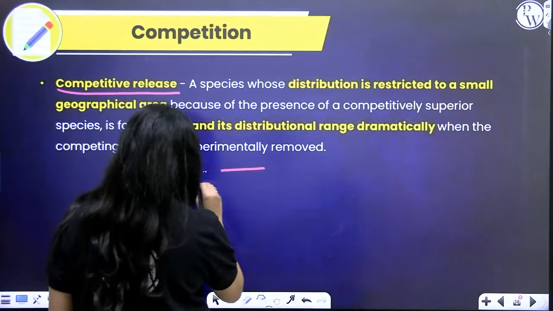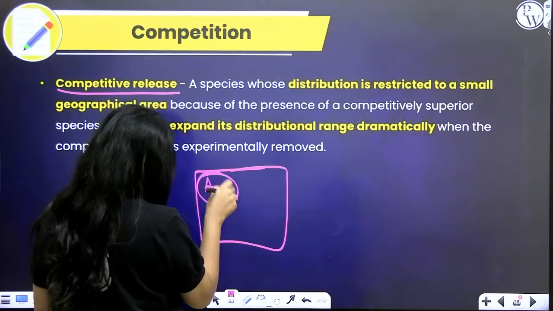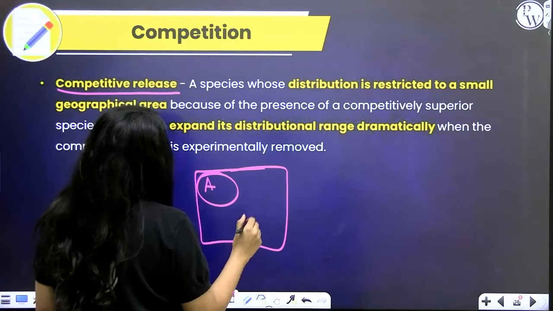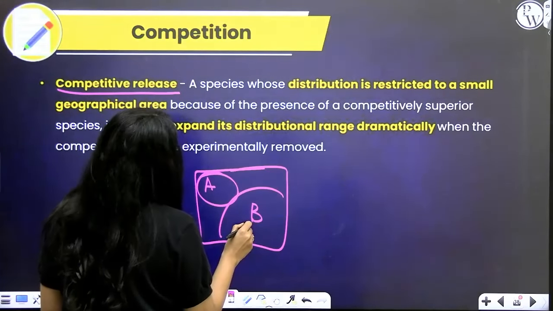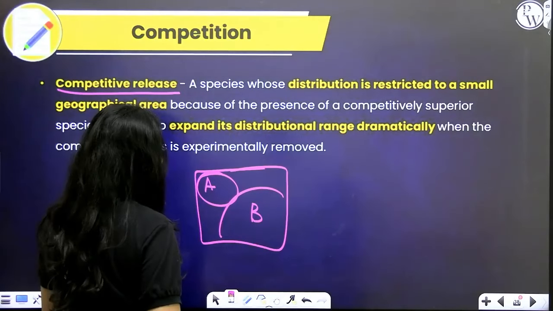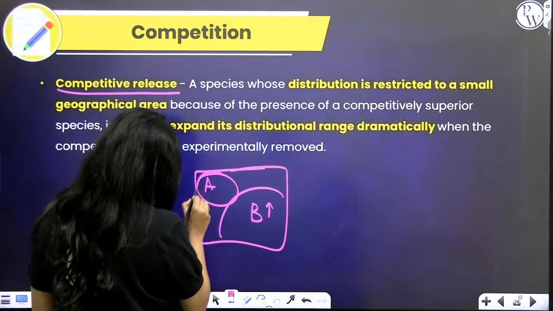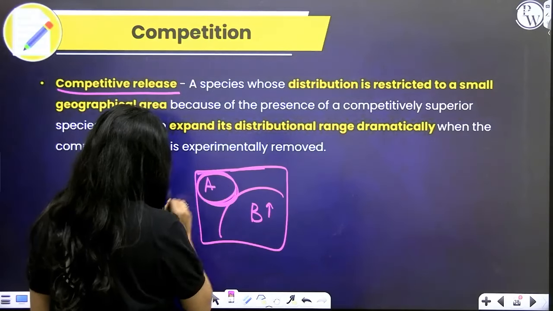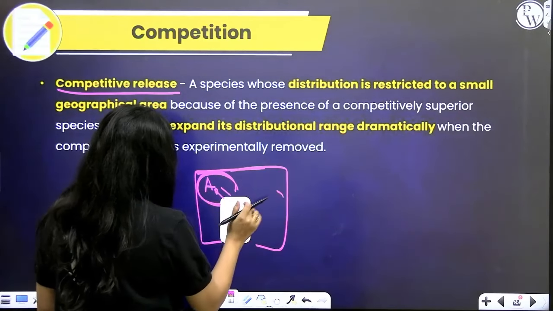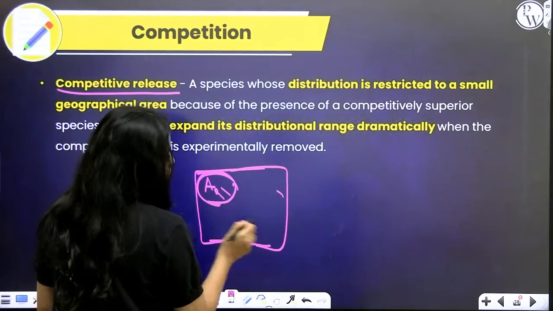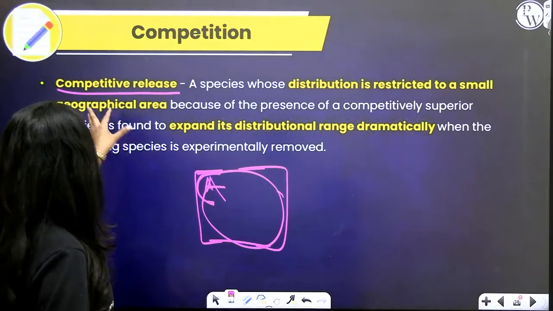Now let's say there is an area. You have one population of one species here and you have another species here. This one is competitively superior. Both of them are competing for the same resource, let's say. Because of its competitive superiority, this A is restricted to the small area. Now, experimentally, if I remove B from here, what will happen? Because there is no competition for the same resource, A will spread its geographical area. That is what competitive release is.